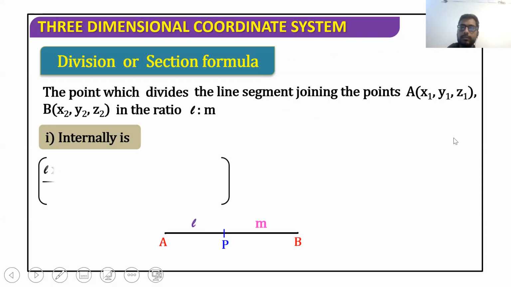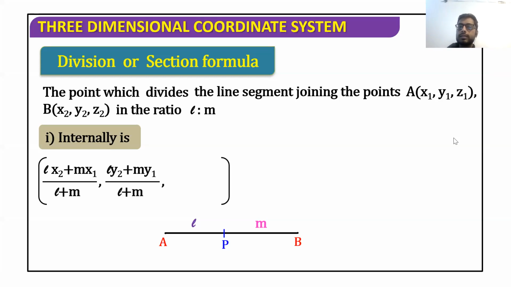For internal division, the formula is going to be lx2 plus mx1 upon l plus m, if A and B are divided in the ratio of l and m, where the point A is x1, y1, z1, and the point B is x2, y2, z2. For the y coordinate, it's going to be ly2 plus my1 upon l plus m, and for the z coordinate, it's going to be lz2 plus mz1 upon l plus m. This is for internal division.